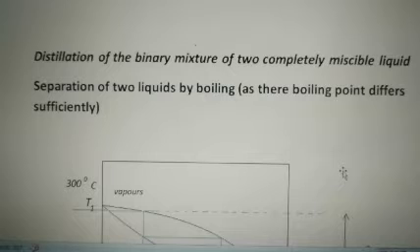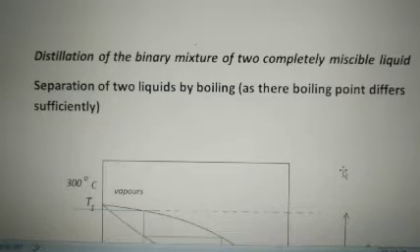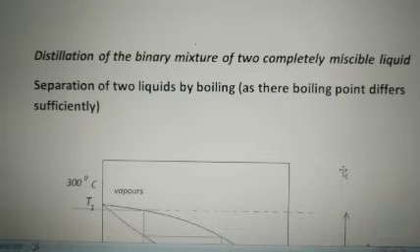In order to separate the binary mixture, we have to distill the liquid. Today we are going to discuss distillation of a binary mixture which is formed by two liquids which are completely miscible with each other. Distillation means simply separation of the two liquids by boiling.